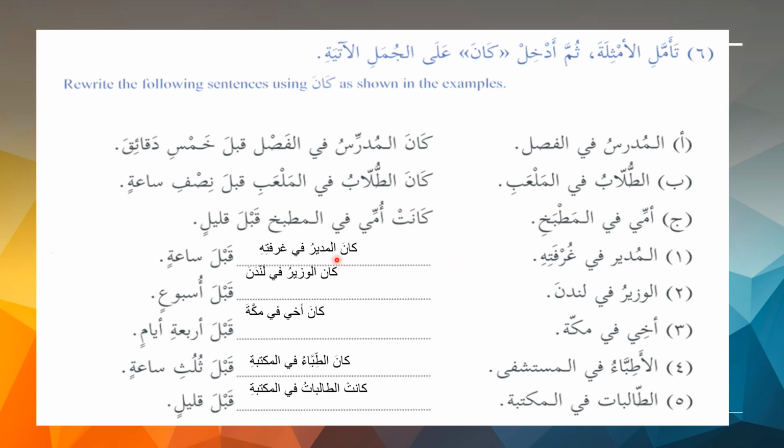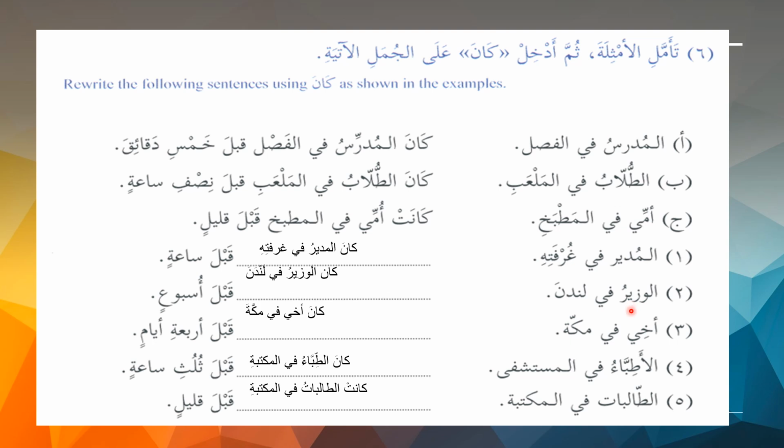So كان المدير: المدير is ism kana. في غرفته, what kind of khabar is this? It is a shibh jumla, harf jar, khabar. And what is the i'rab of the khabar kana? The whole phrase fi ghurfatihi is the khabar kana, and it is in mansub case, because you know the khabar kana is always in mansub case. قبل ساعات: the whole phrase في غرفته قبل ساعات is the خبر كان.